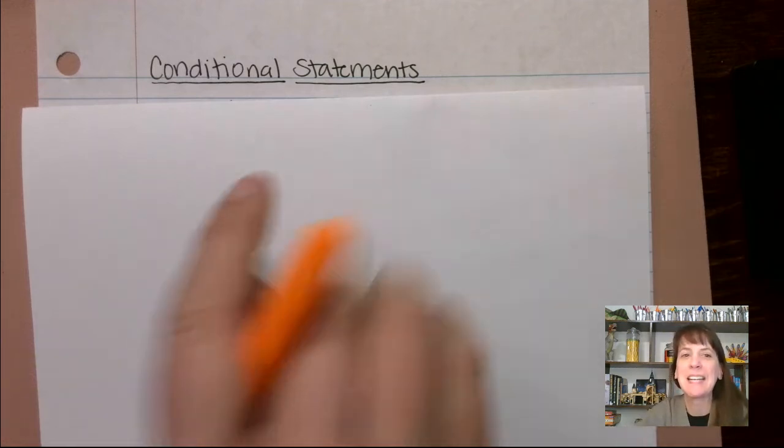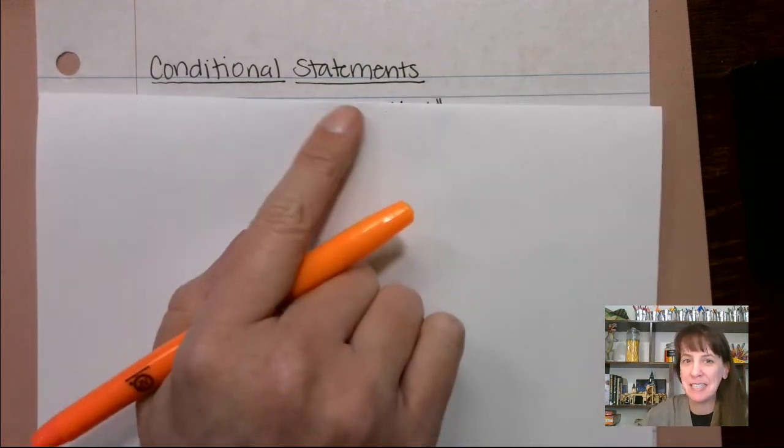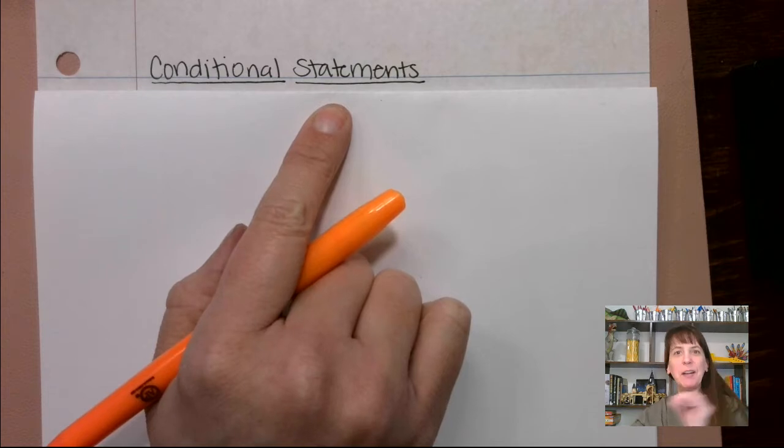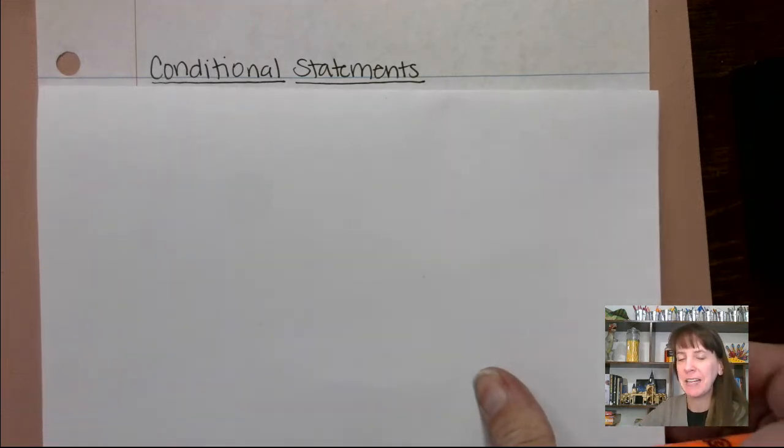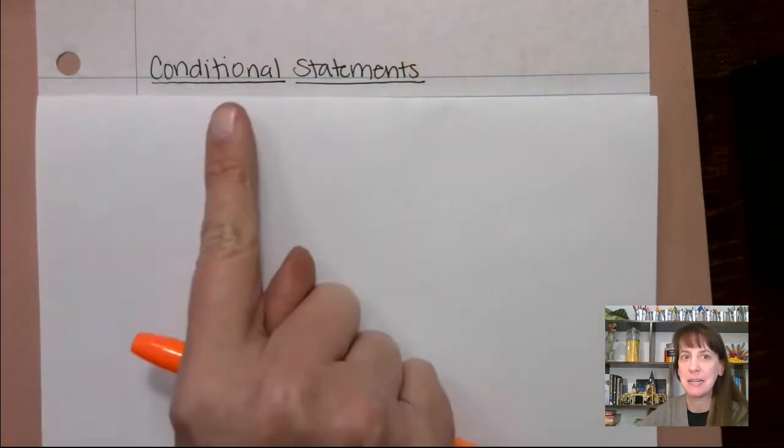Hi friends, welcome back. Today we're talking about conditional statements in geometry. So this unit is all about logic and writing and how we make arguments. And so you'll be making arguments in math. And the first part of making arguments is learning what a conditional statement is.